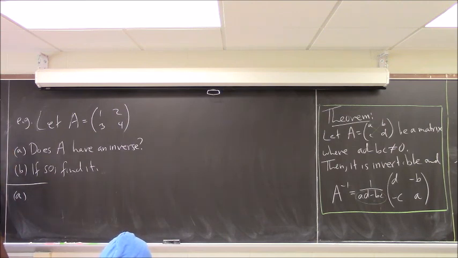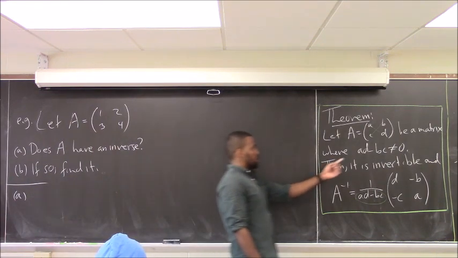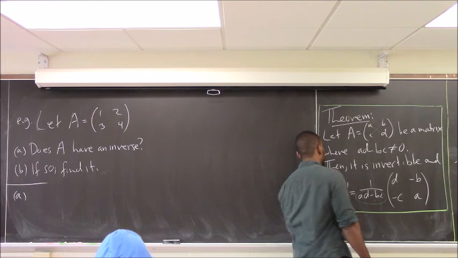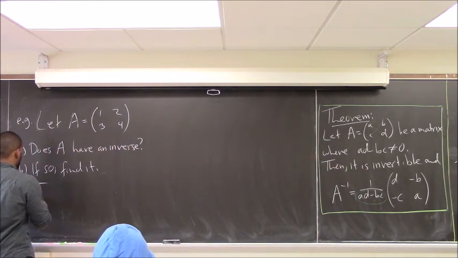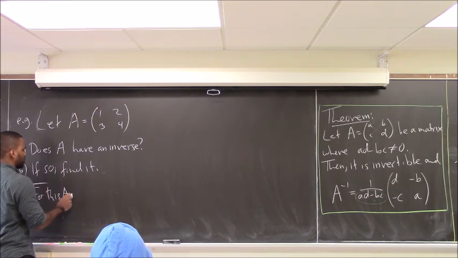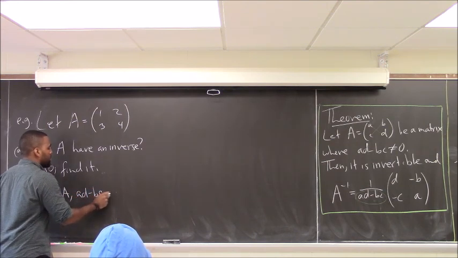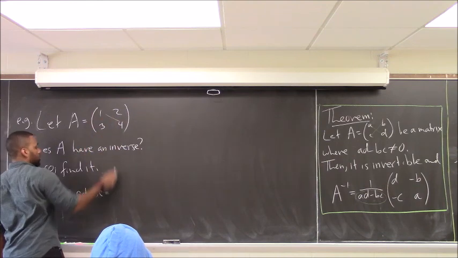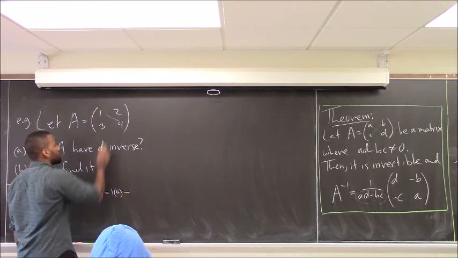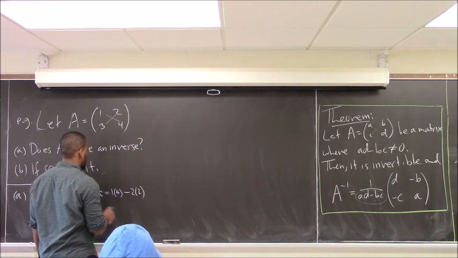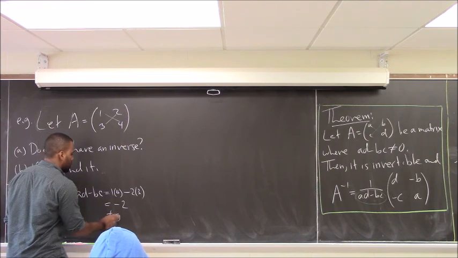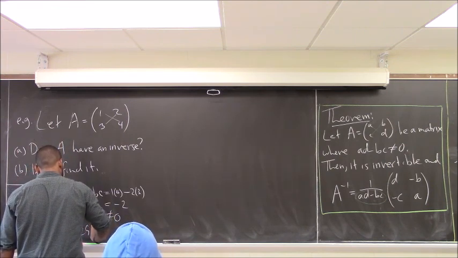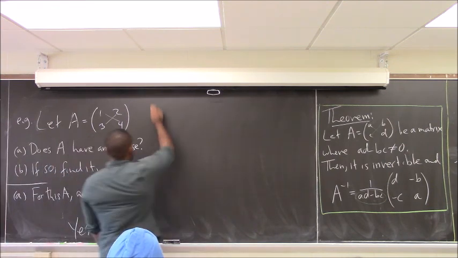Now for a 2 by 2, there is a quick check that you can do, and it is in fact this thing over here. You need that to not be 0. Here, AD minus BC would look like 1 times 4 minus 2 times 3. That's going to be 4 minus 6, which is minus 2. This is not 0. So the answer is yes. This has an inverse. And how do we find it?